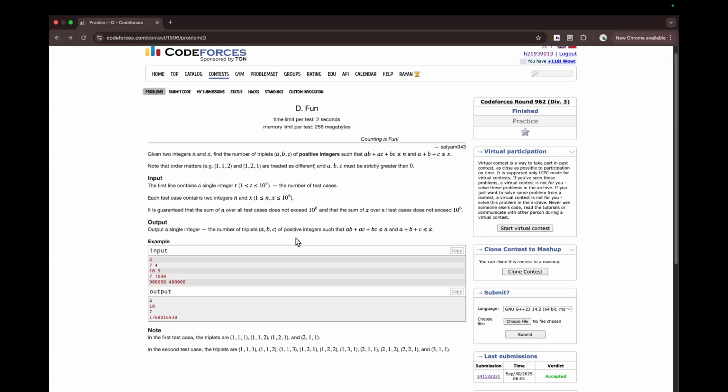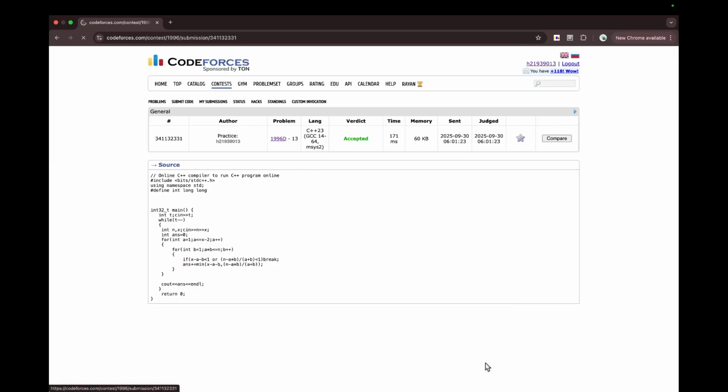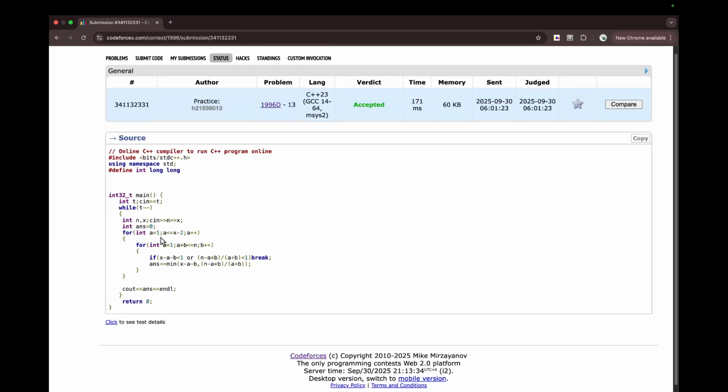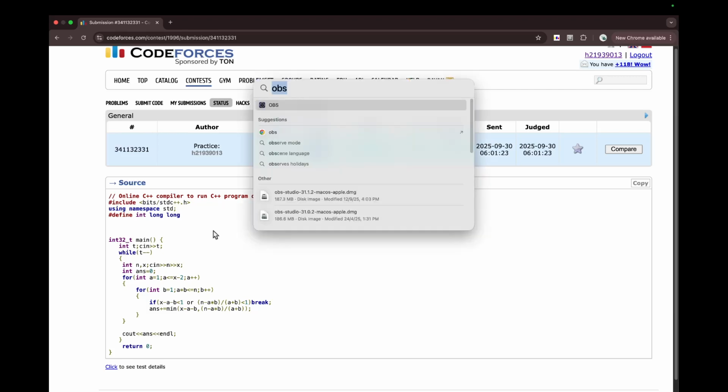Yes, a, b, c must be strictly greater than 0, meaning they are equal to or greater than 1. So I have iterated a from 1 to a less than or equal to x minus 2 and incremented every time. Then I have taken b from 1 while a times b is less than or equal to n. Why I have taken that, I will show you on the whiteboard.